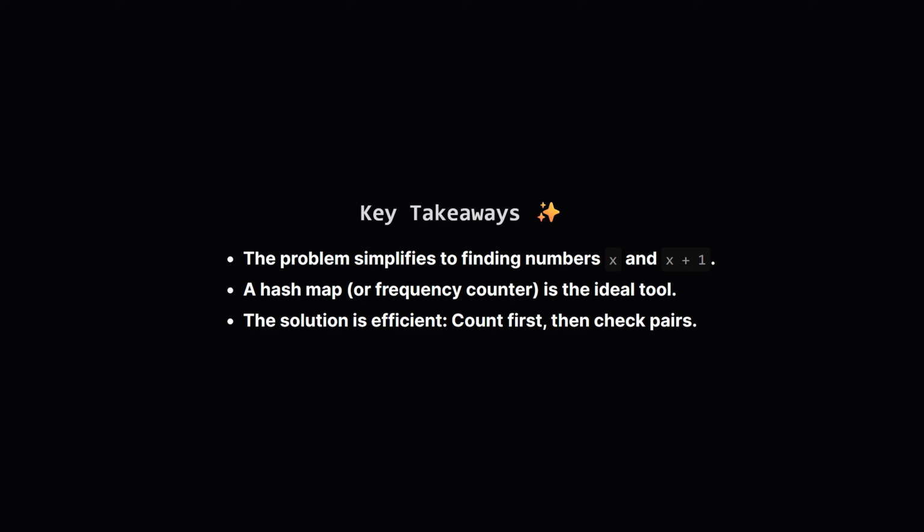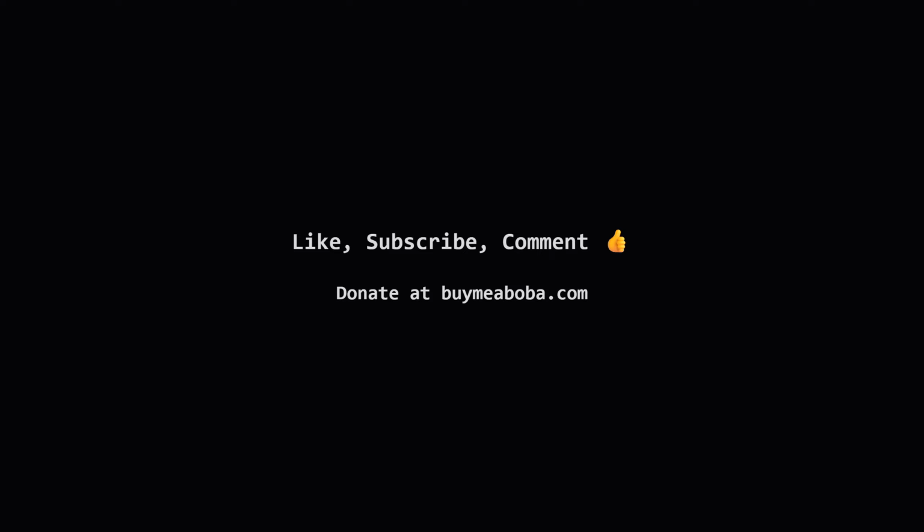So to wrap it all up, the key takeaway for this problem is to look past the complicated wording about subsequences and see the simple core requirement. We're just looking for pairs of numbers that are 1 apart, like 5 and 6, or 10 and 11. The best tool for this job is almost always a hash map to count frequencies. This lets us build an efficient solution, where we first count everything up, and then check for those adjacent pairs to find our answer. I hope that breakdown made the problem much clearer.